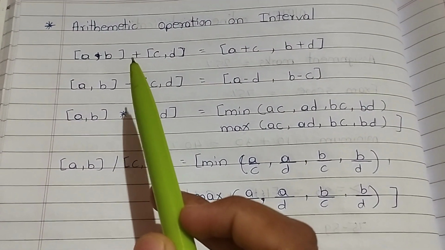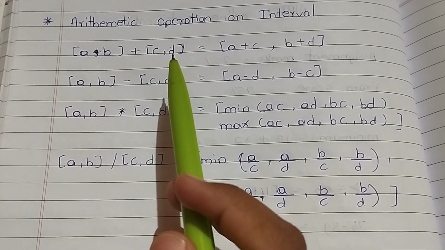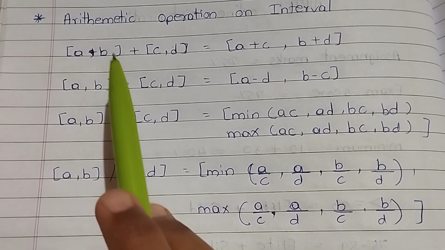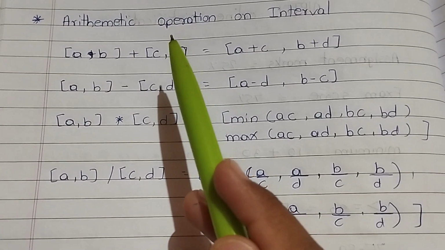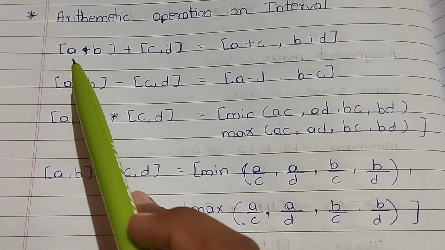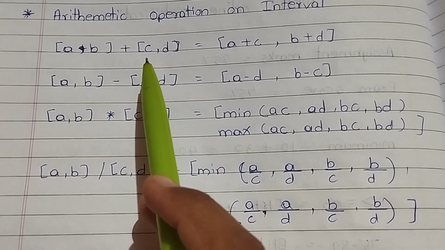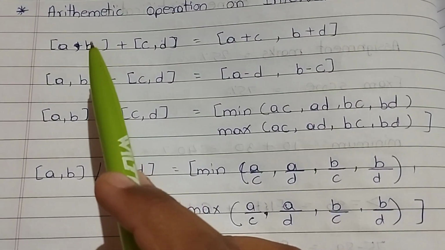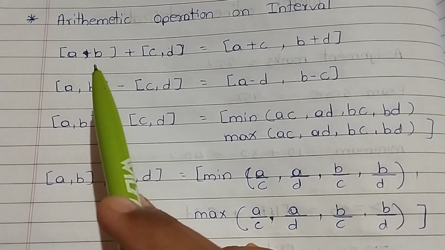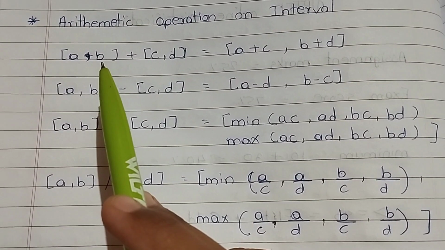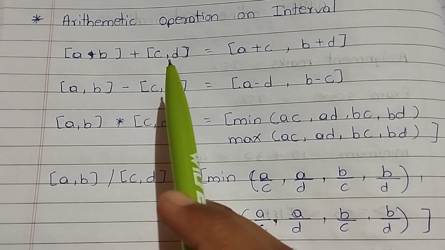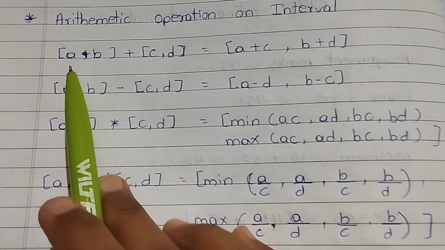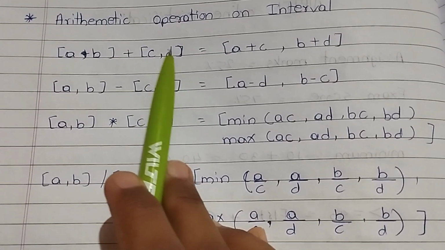First, if we want to perform addition on two intervals, the first component of one interval is added to the first component of the other interval, using normal addition. Then we take the second component of the first interval, add it to the second component of the other interval, and perform normal addition. So first with first, second with second.